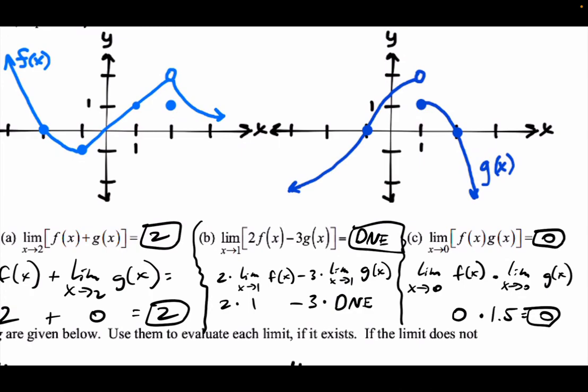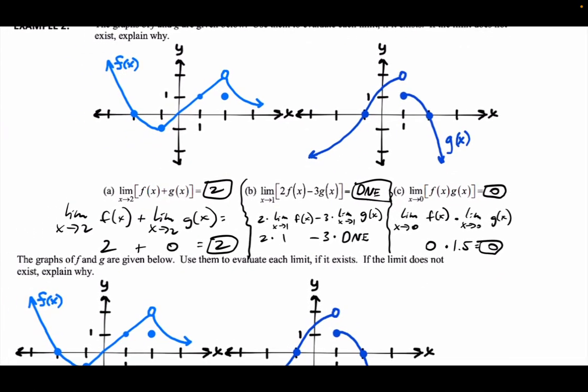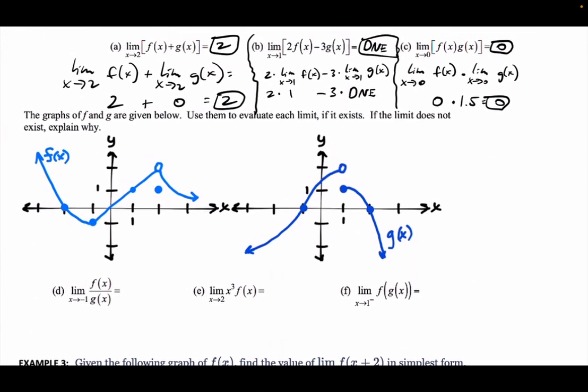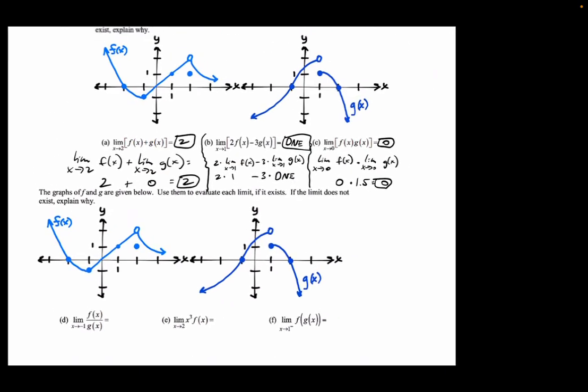Okay. So that's how you do it for a graph. Same thing, same properties. It's just you have to look at the graph for the limit. All right, now what I want you to do is D and E. It's the same graph, same f and same g.